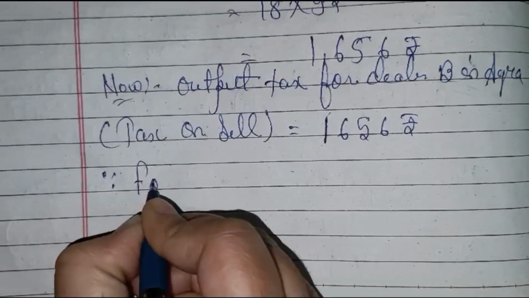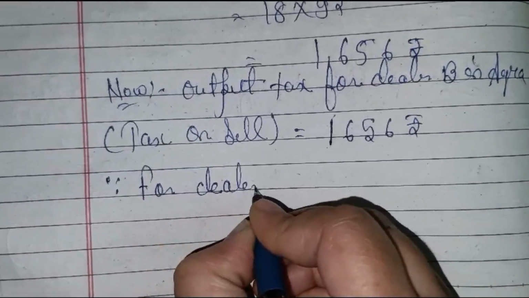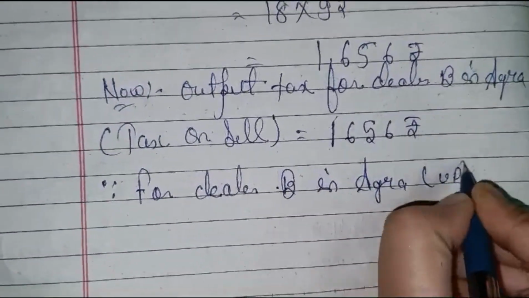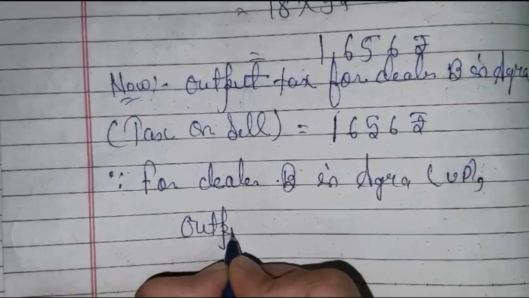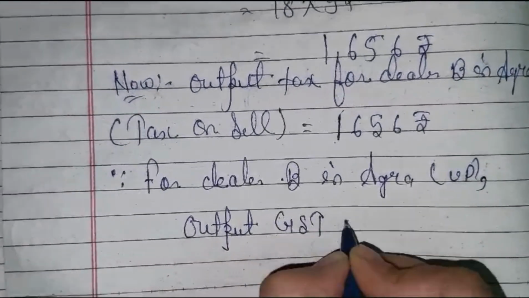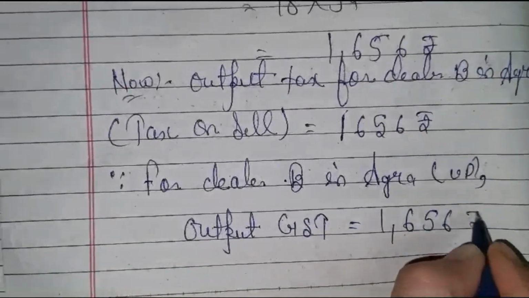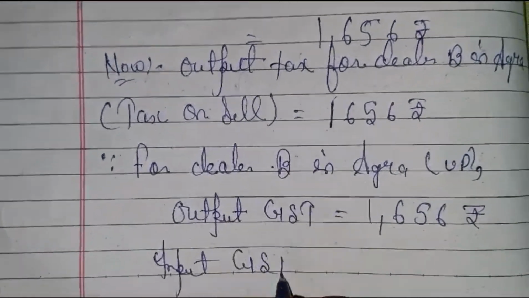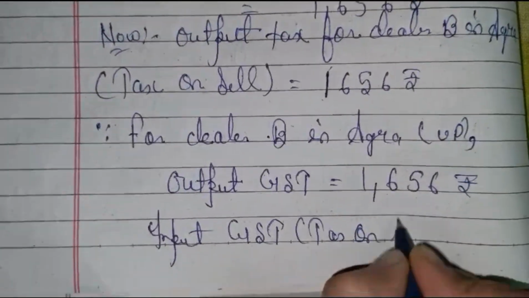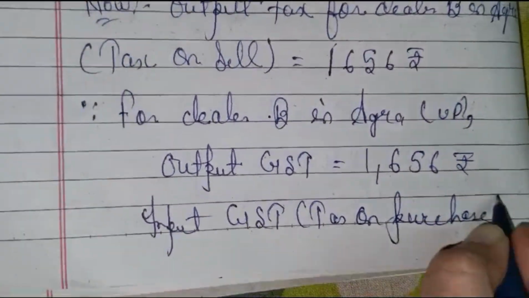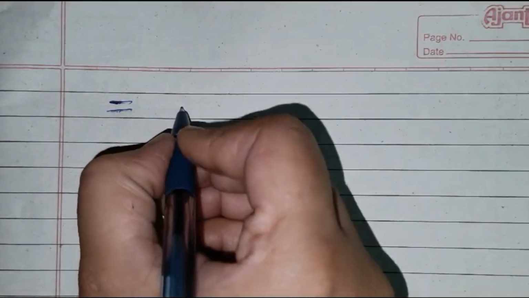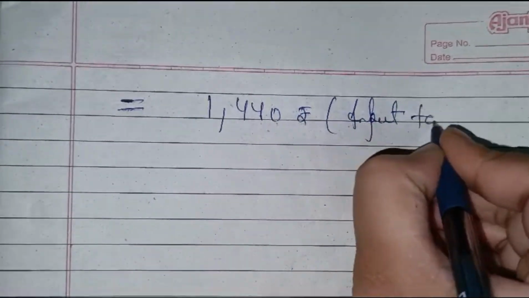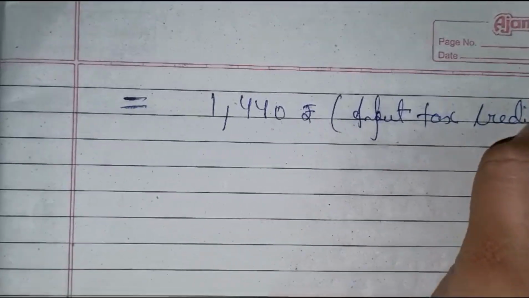Since for dealer B in Agra, UP, output GST equal to 1,656 rupees and input GST, tax on purchase, equal to 1,440 rupees. Input tax credit.